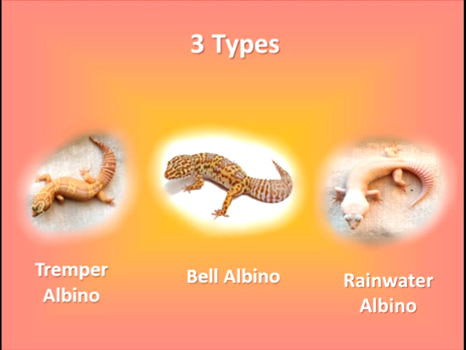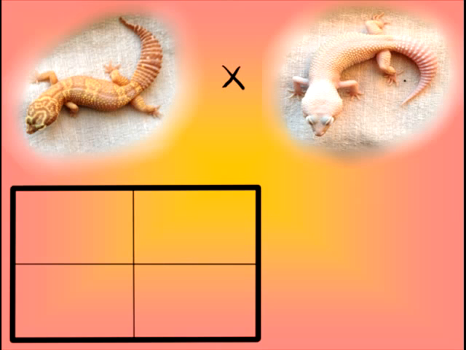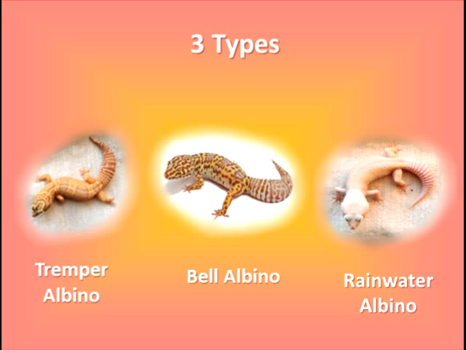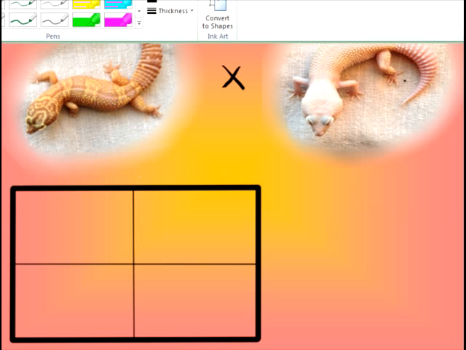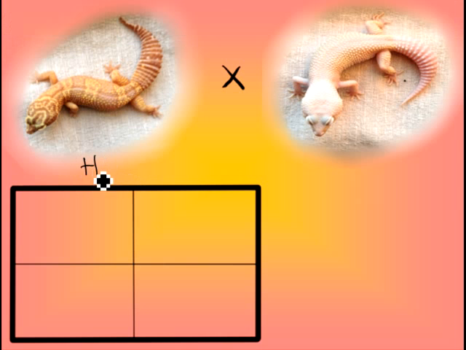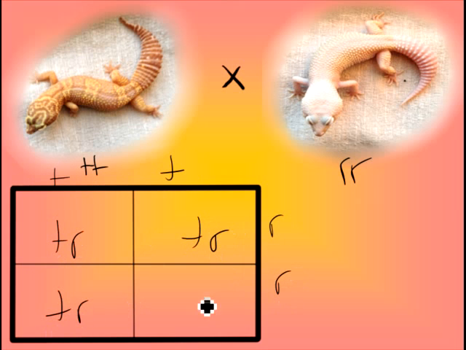So that's that. But the thing with these types is that they are not on the same part of the allele. So let's just say we took my two here, and of course she is a Trimper, and he is a Rainwater. Because these are on different parts of the allele, whenever you breed these two together, even though you have two recessives, it's not going to show as an albino. It's going to come out to be 100% normal.